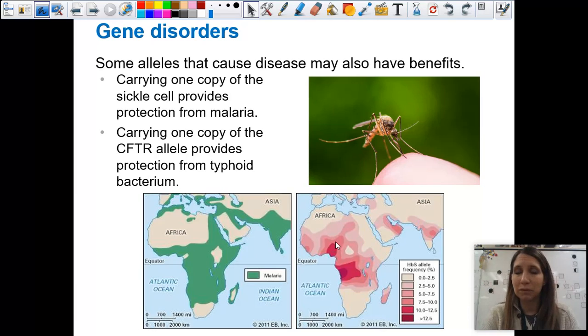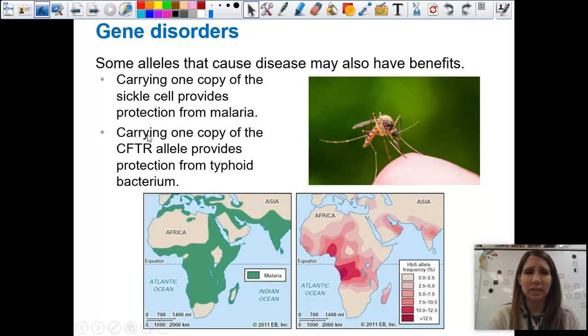The danger would be if you inherit 2 copies of that allele and all of your red blood cells become misshapen, then you're really going to struggle in terms of actually being able to move oxygen well. And then you will have some other serious, more genetic issues, okay? You'll still be protected from malaria, but inheriting 2 copies is also going to be dangerous in that regard, okay?